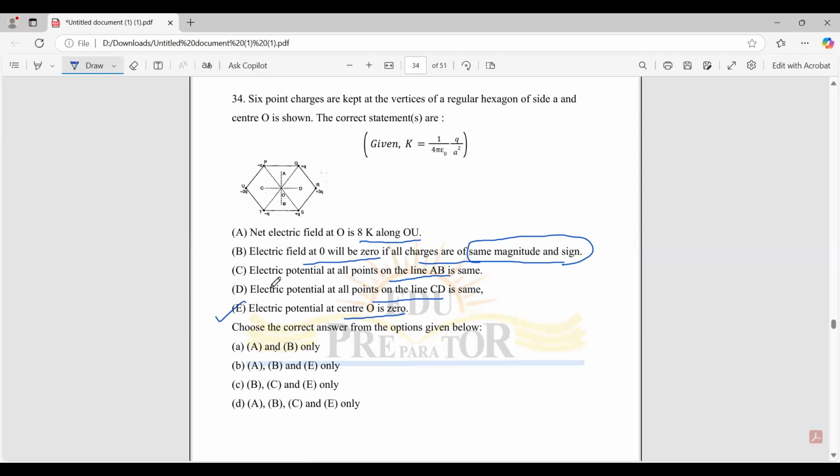Now let us move further. We find that because the charges are forming pairs of equal and opposite charges, they form a dipole.